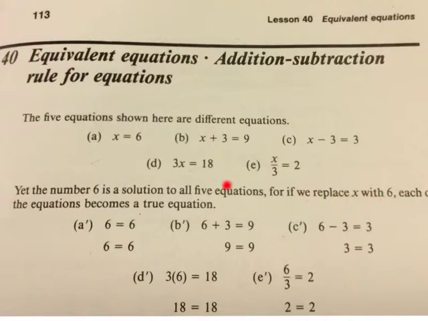If we replace x here with 6, 6 equals 6. Yes, it does. 6 plus 3 equals 9. It does. 6 minus 3 is also equal to 3. 3 times 6 is equal to 18, and 6 divided by 3 is equal to 2.